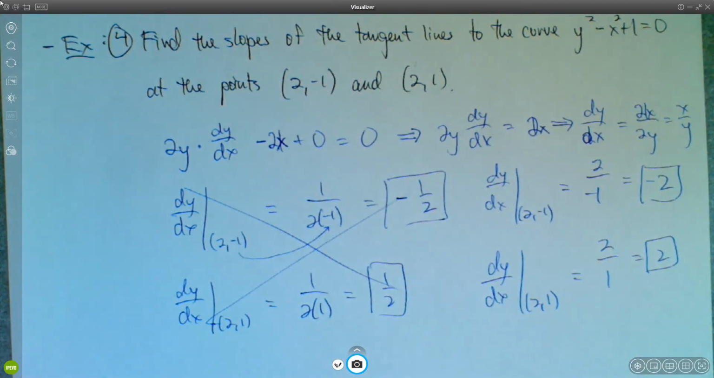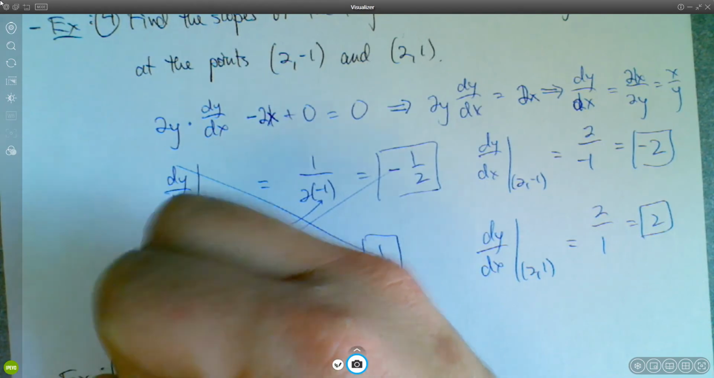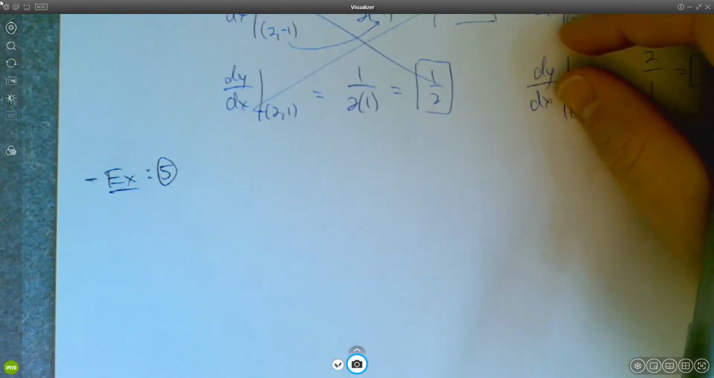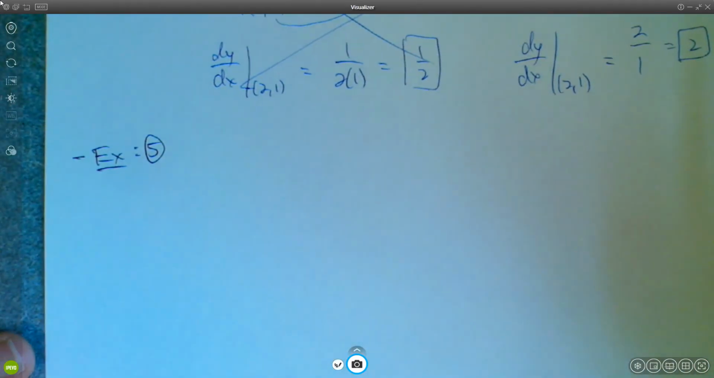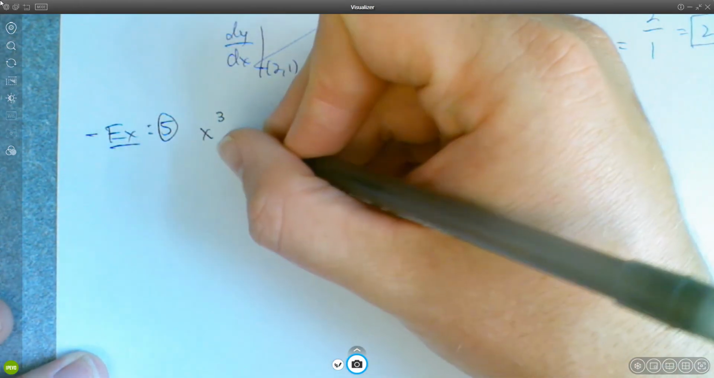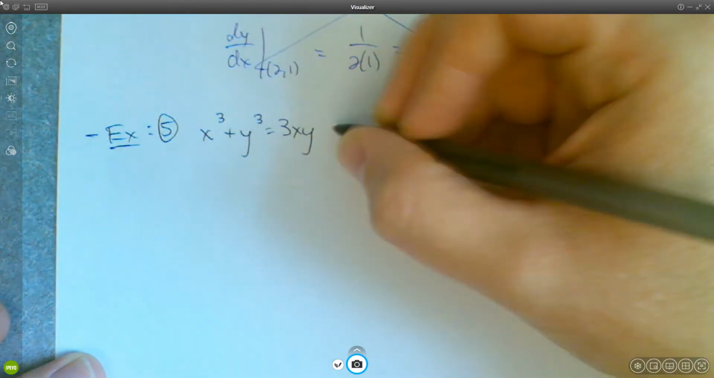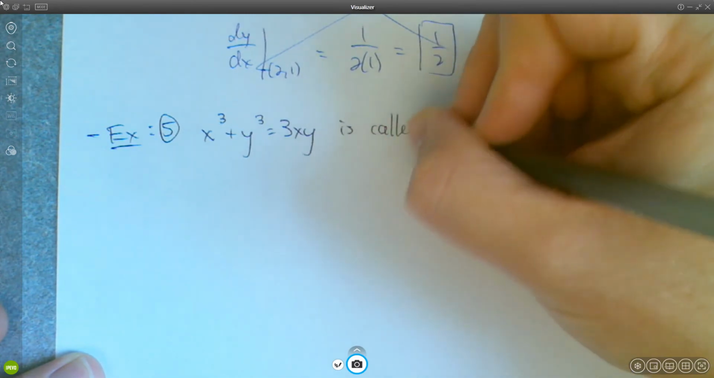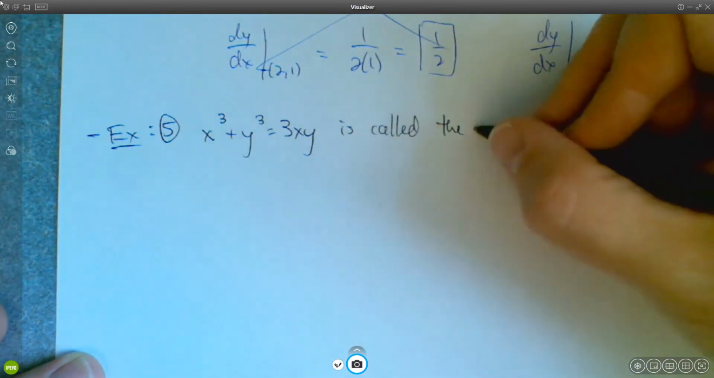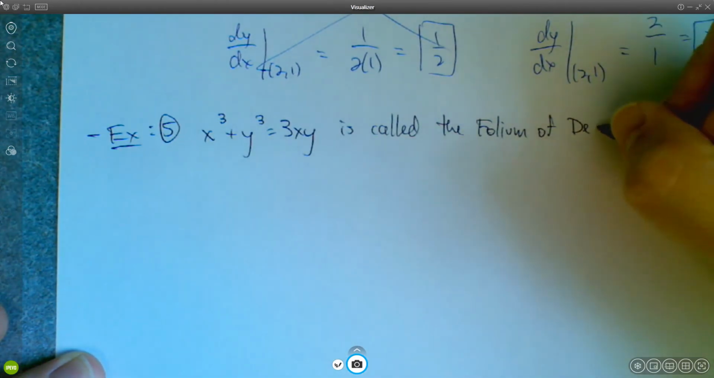Let me give you one last example for this section. I'm going to go back to one of the examples that I gave you at the beginning of the lecture of something that was possible to solve for y, but not desirable to solve for y. And that was this equation here, x cubed plus y cubed equals 3xy. And this is called the Folium of Descartes.